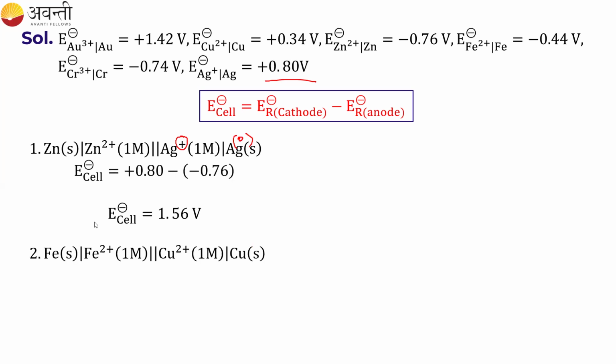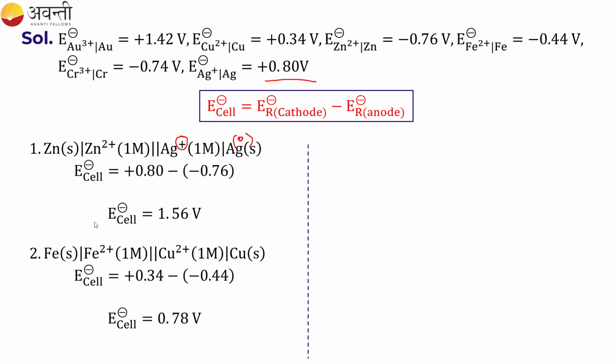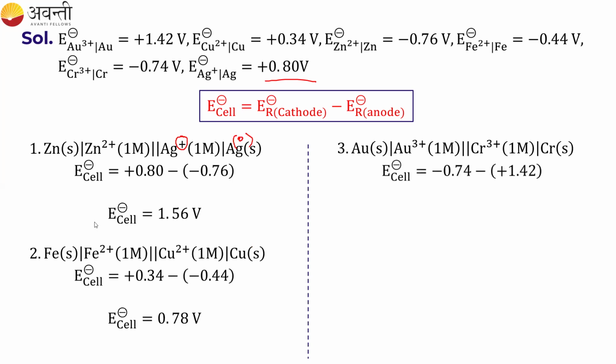In the same way, you can go with the second reaction also. Copper is getting reduced, so the copper value is plus 0.34, and for iron it is minus 0.4. Just addition will give you the answer. And the third representation of a cell is the silver and chromium couple, in which chromium is getting reduced and its value is minus 0.74, minus the gold value, which is 1.42. Add those two and get the value as minus 2.16 volt.